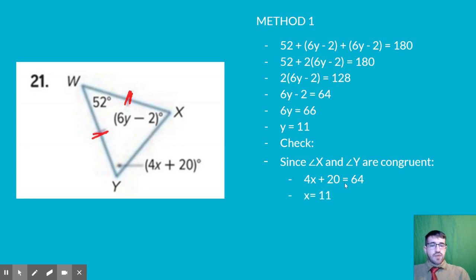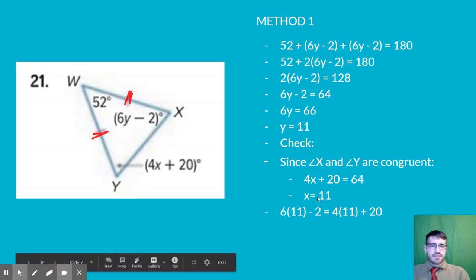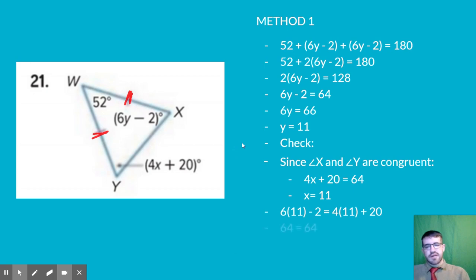Then you subtract 20 from both sides. You get 4x equals 44. X equals 11. And we always want to check our work. So we want to make sure that these two angle measures are equal. So we substitute in 11 for y and 11 for x. So we get 6 times 11 minus 2 equals 4 times 11 plus 20. And we get 64 equals 64. So that checks out. We have x equals 11, y equals 11.